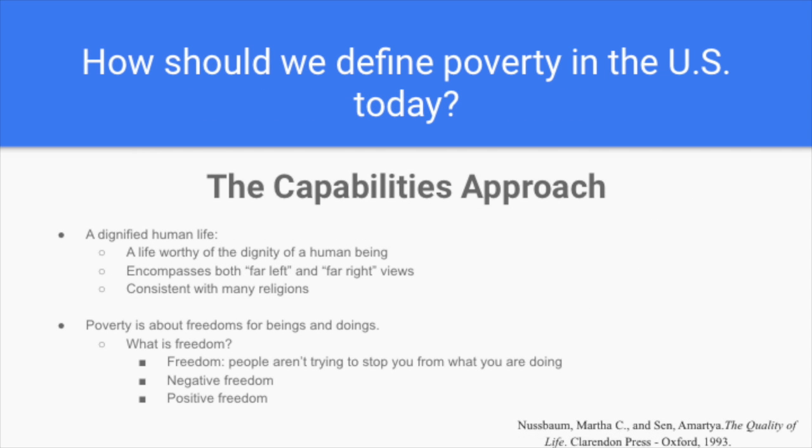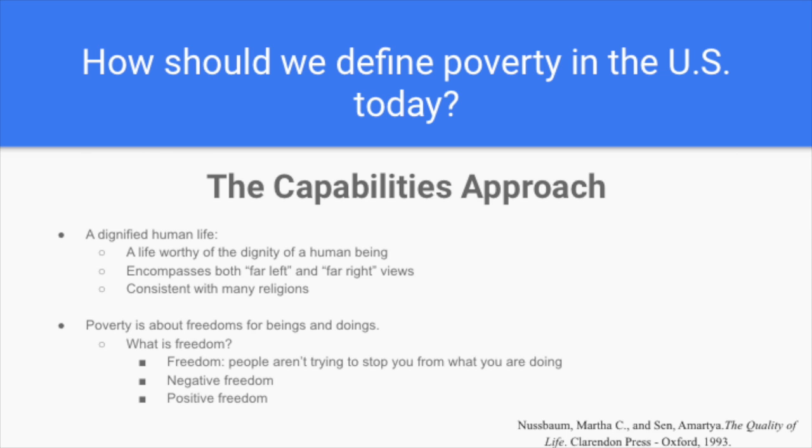How should we define poverty in the U.S. today? Using the capabilities approach. The capabilities approach starts with what it means to live a decent and dignified human life, asking many fundamental philosophical questions. A dignified human life is a life worthy of the dignity of a human being.